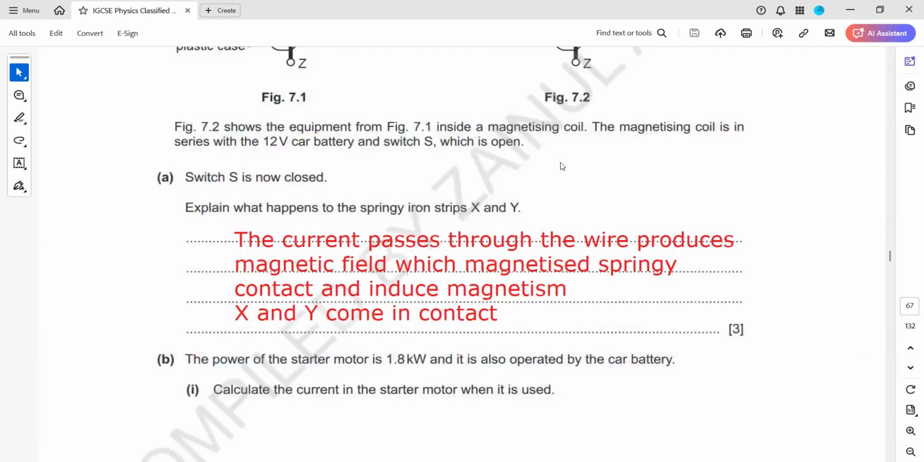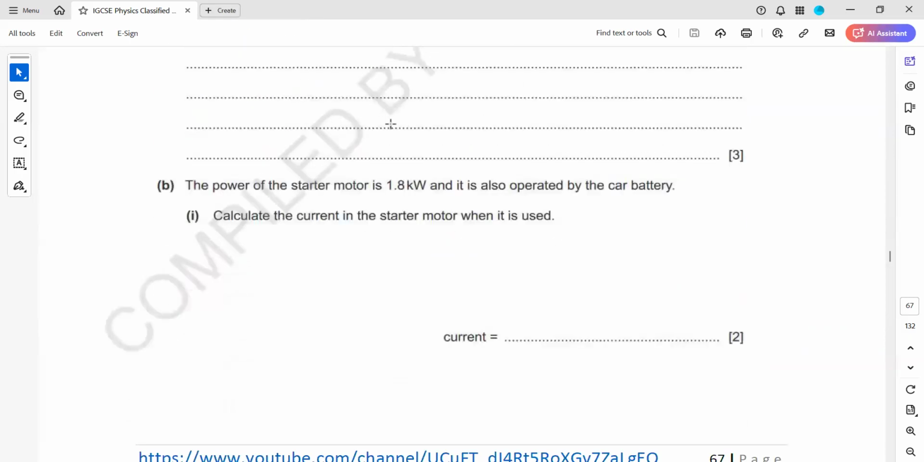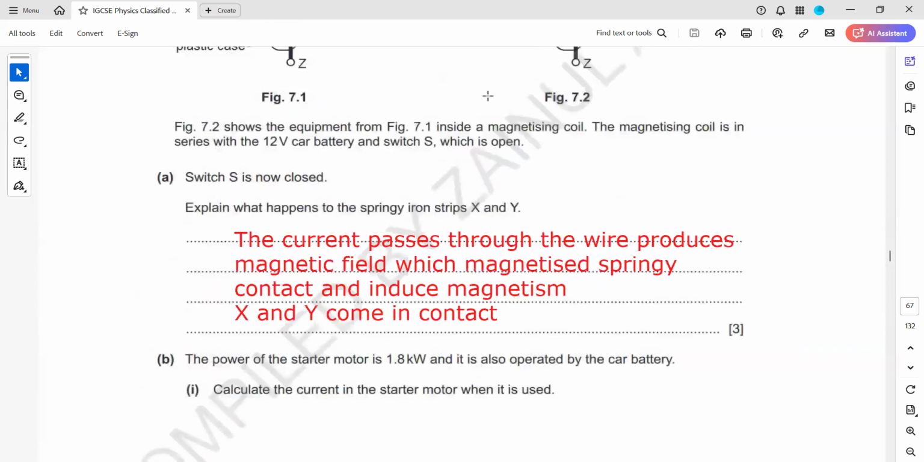Transformer questions are relatively easy questions. Write in your own words. The current passes through a wire, produces a magnetic field which magnetizes springy contact and induces magnetism. So X and Y will come in contact.